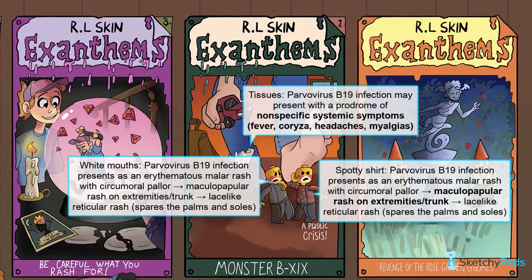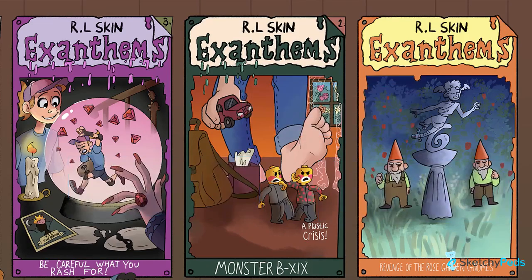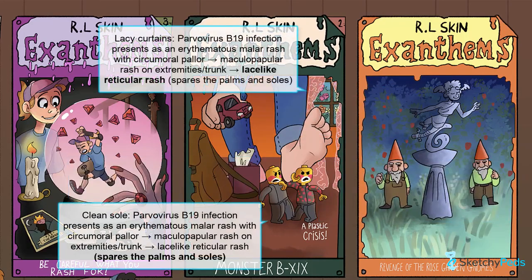Over the next several days, they will develop a maculopapular rash on the extremities and trunk. See the spotted shirt? The rash gradually fades into a lace-like reticular rash, depicted by the lacy red curtains on the window. The rash spares the palms and soles, hence the clean sole of the kid's foot. He better not step down, though.